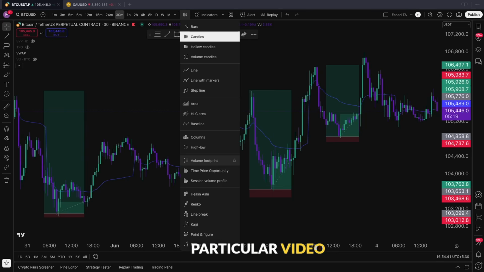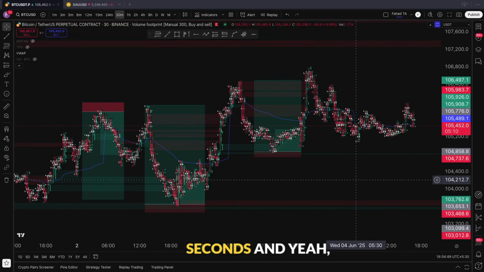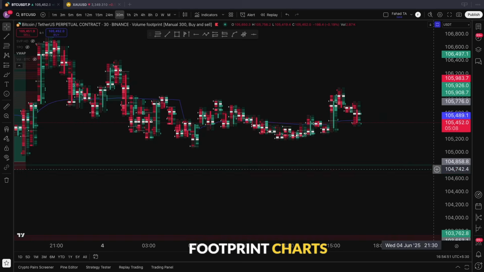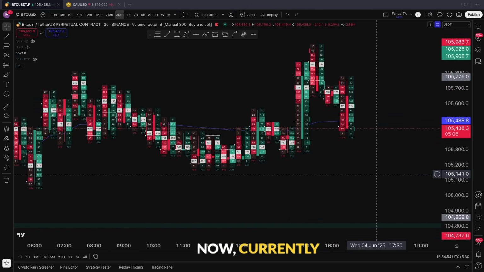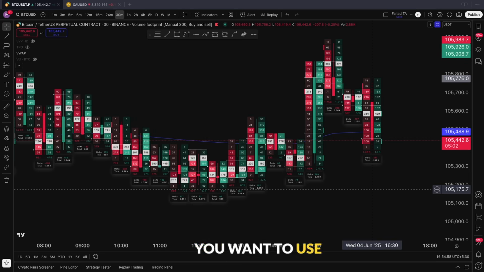But in this particular video we will be talking just about volume footprint, how it works and how it can help you as well. So if you click on volume footprint, it might take a few seconds, and this is how the footprint charts usually look. Currently I'm on a 30-minute time frame, but you can use this on any time frame that you want.